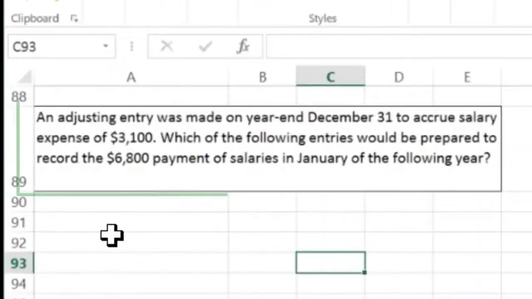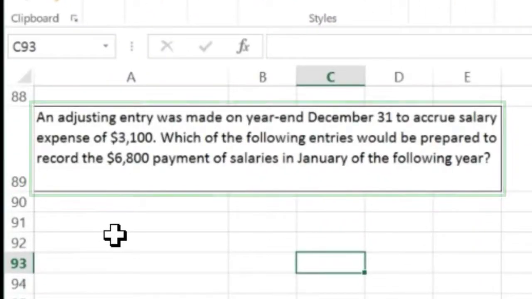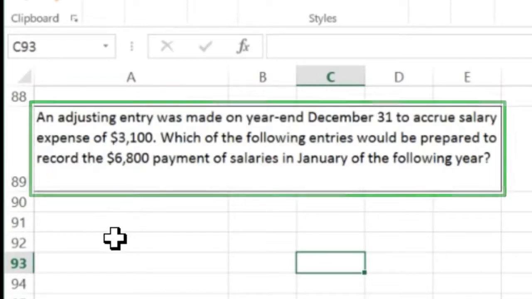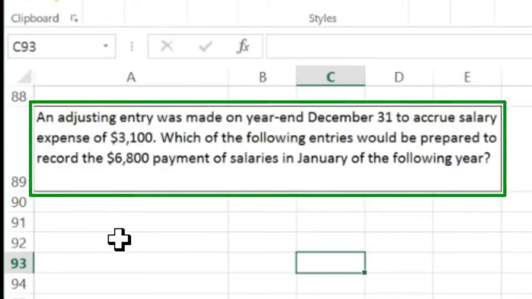Next one says that an adjusting entry was made on year-end December 31st to accrue salaries expense of $3,100. Which of the following entries would be prepared to record the $6,800 payments of salaries in January of the following year?